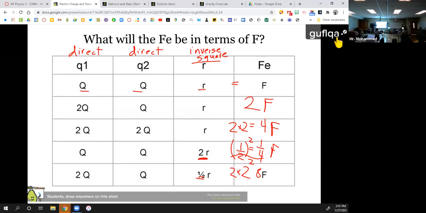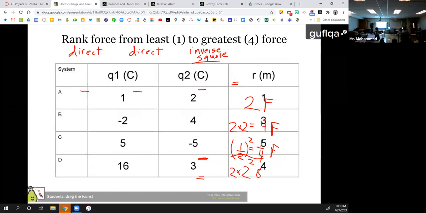So really, a lot of the multiple choice type questions that you end up taking, that AP test related to Coulomb's law, will be a lot like this, rather than you actually having to use Coulomb's constant and all that stuff. One last slide before we finish up for the day.